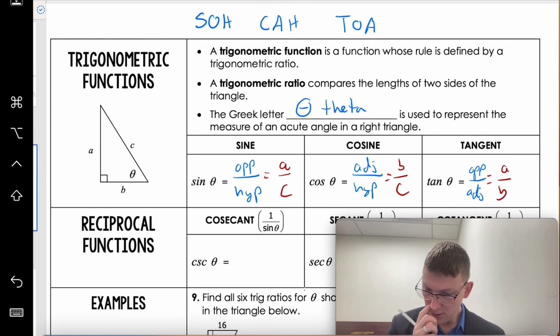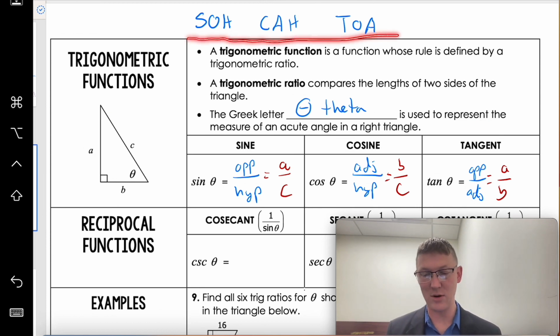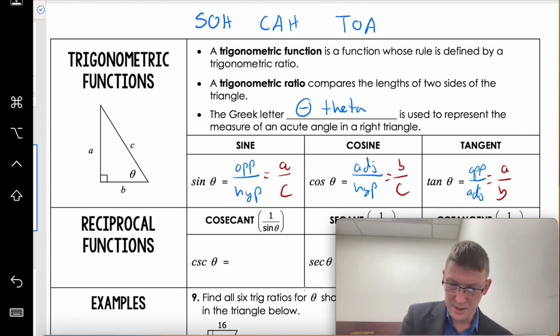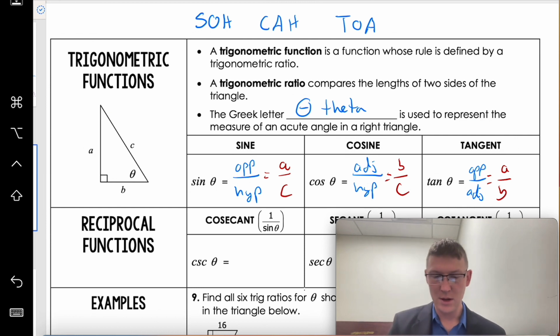So you will hear almost every math person out there refer to this as SOHCAHTOA. And it's just a phrase that we use to remember how these things work. So sine is opposite over hypotenuse. I'm sorry, I said that wrong. It is opposite over hypotenuse. So cosine is adjacent over hypotenuse. TOA, tangent, is opposite over adjacent. So using these functions, we can solve for things.